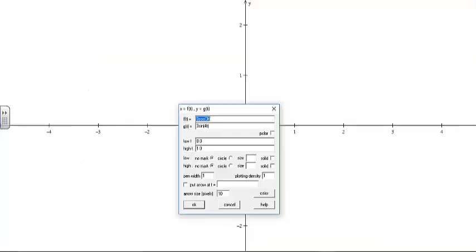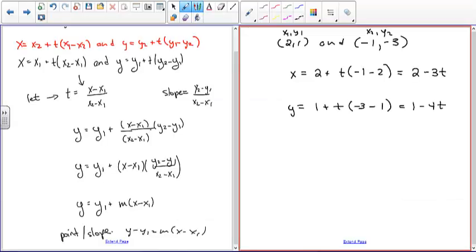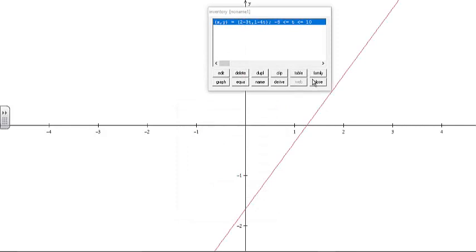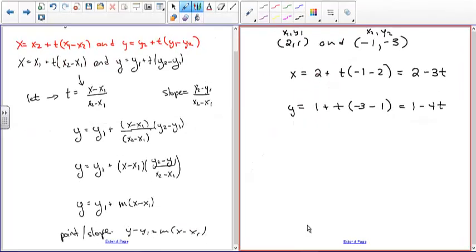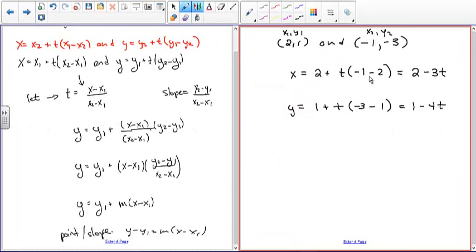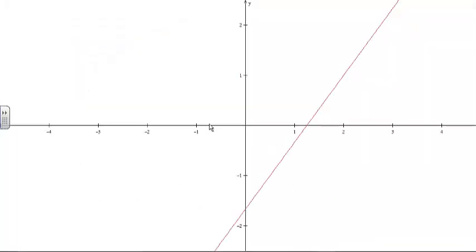If I enter 2 minus 3t and 1 minus 4t, I have to choose some values for t, so I'm going to pick -8 to +10. I don't know why, but I did, and there you go. So there's your line. Does it go through the point (2, 1)? Yes. Does it go through (-1, -3)? It's off the screen, but it does. So it works.